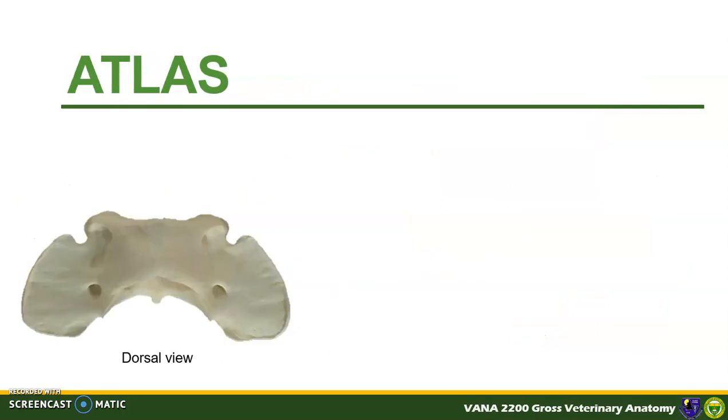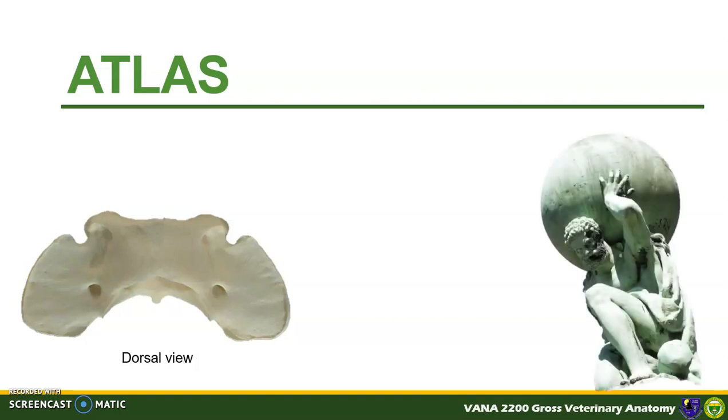The 1st cervical vertebra is the atlas. The name of this bone was derived from the Greek mythology character Atlas, who was given the task of holding up the heavens. The same with the 1st cervical vertebra, it is holding the head in place with the rest of the body. Morphologically, the atlas is atypical. It does not follow the same structures present in most vertebrae.